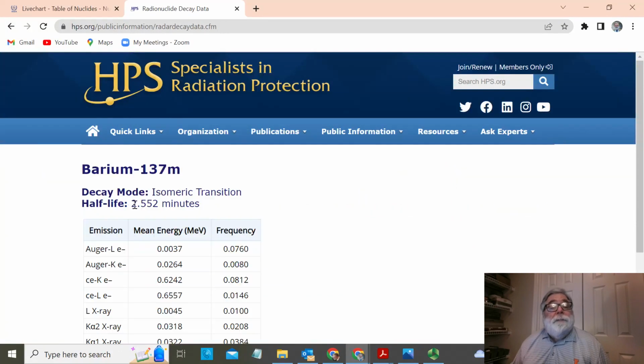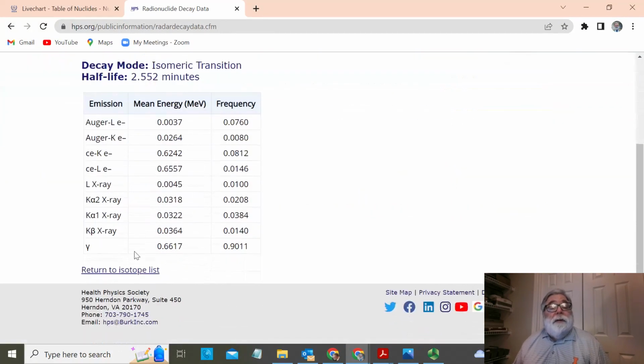barium-137m. This is a photon that comes from the barium nucleus shortly after the decay of the cesium-137, within 2.5 minutes. It's 662 keV, 661.7. We don't need great precision for this. We'll use 662 keV.